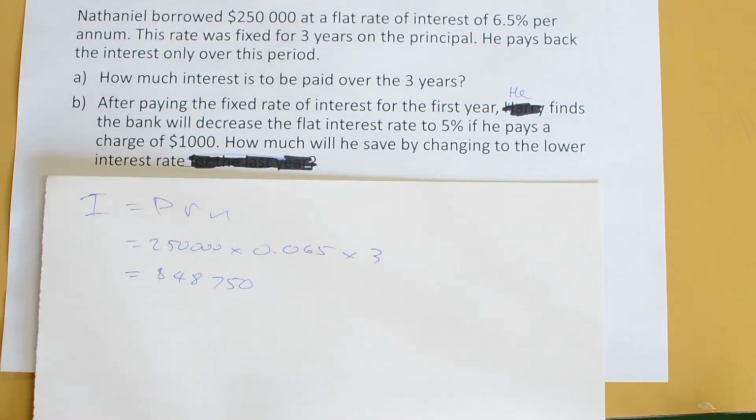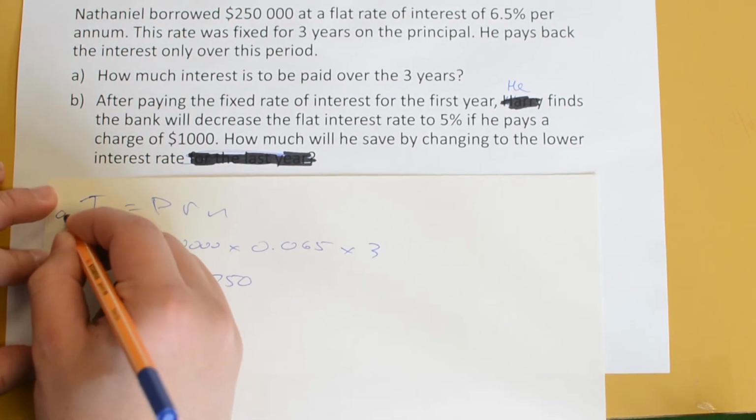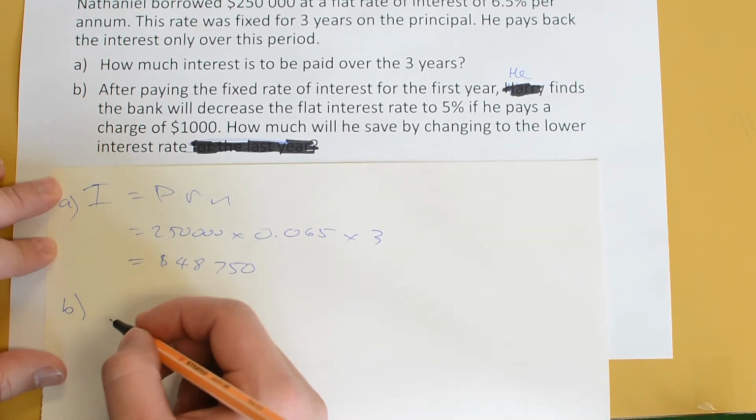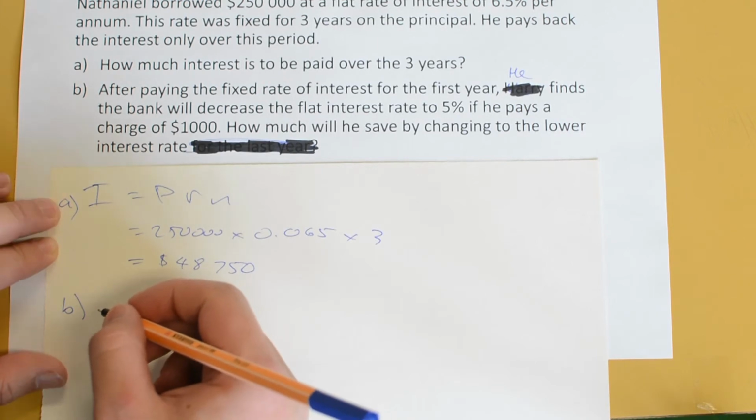Now the next part is a lot more involved. After paying the fixed rate of interest for the first year, he finds the bank will decrease the flat rate of interest to 5% if he pays a charge of $1,000. How much will he save by changing to the lower interest rate? Well, the first thing we need to do is figure out how much he pays in the first year, because he does pay the first year off before the offer comes up.